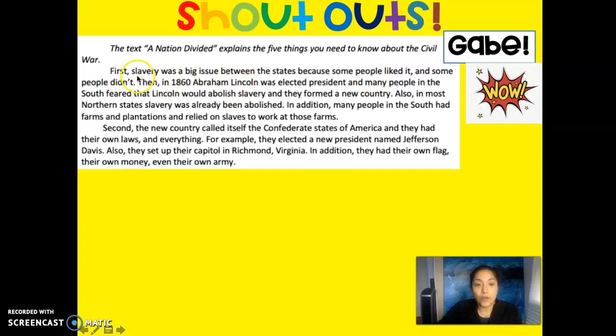So he says, first, slavery was a big issue between the states because some people liked it and some people didn't. Then, in 1860, Abraham Lincoln was elected president, and many people in the South feared that Lincoln would abolish slavery, and they formed a new country. Also, in most northern states, slavery had already been abolished. In addition, many people in the South had farms and plantations and relied on slaves to work on those farms. So notice how Gabe used these transition words to talk about the main ideas and details.